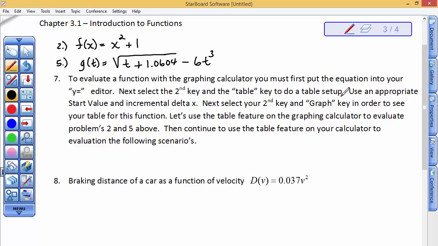What we're going to do is evaluate these functions, number 2 and number 5, because here it says do problems 2 and 5 from the previous page. We're going to evaluate these two functions by putting in several values for x and getting outputs automatically. Here it says use an appropriate start value for x and an incremental delta value for x. Then select your second key and the graph key in order to see your table for this function. So I'd like to illustrate.